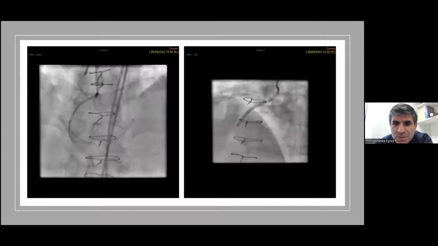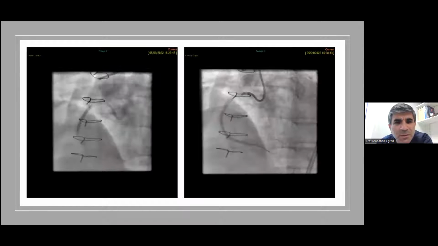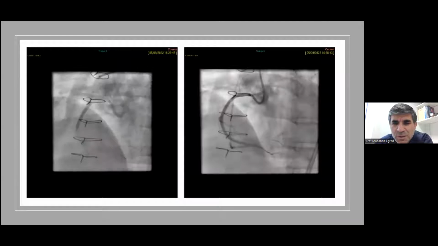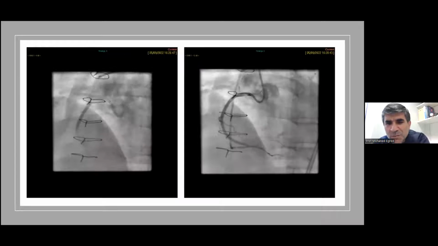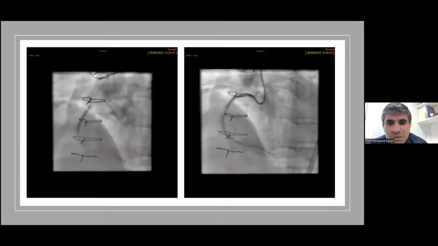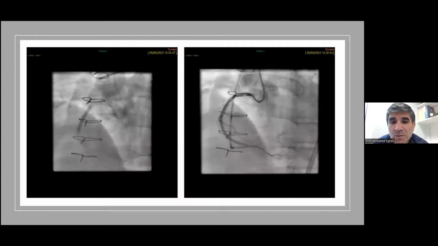And as you can see here, we achieved a very good result. Here's the post-dilatation, and this is the final result of the, of course, something controversial. Some people do it, some people don't, which is coiling the vein graft.